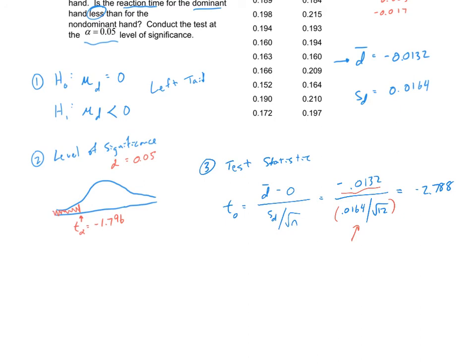Okay, but what do we do with that negative 2.788? Where does it fall in my distribution? If I bring it over, it's somewhere over here. It's in the critical region. It's beyond the cutoff. What does that mean? Step 4, you reject the null hypothesis. There is sufficient evidence at the 5% level of significance to conclude that the reaction time for the dominant hand is less than the non-dominant hand. People's good hand is faster, basically, is what that says.